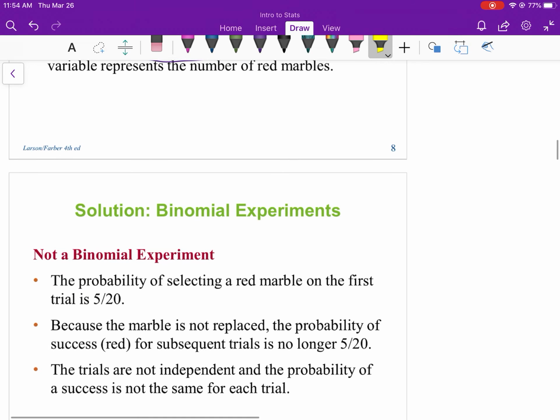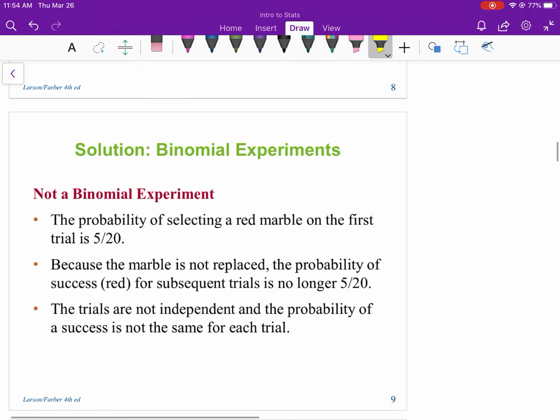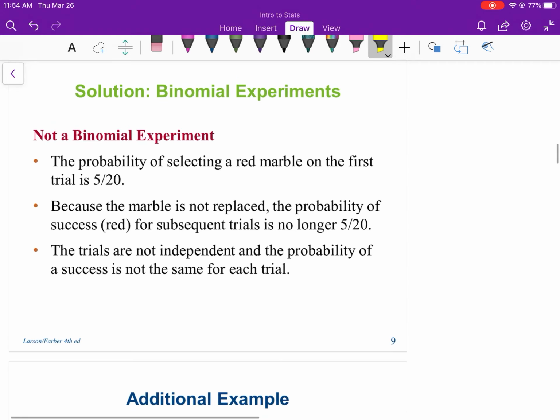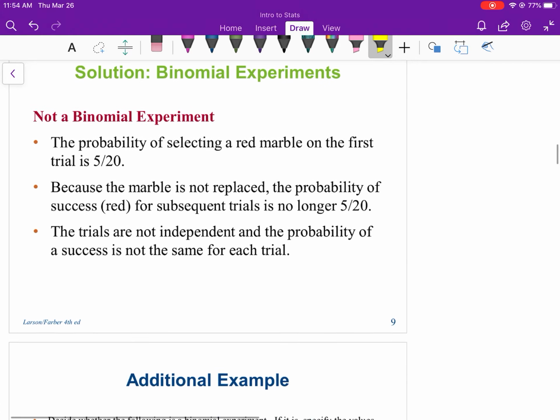So this one is not a binomial experiment. It says the probability of selecting a red marble on the first trial is 5 out of 20. But because you're not replacing it, the probability of success for subsequent trials is no longer 5 out of 20. The trials are not independent of each other, and the probability of success is not the same.